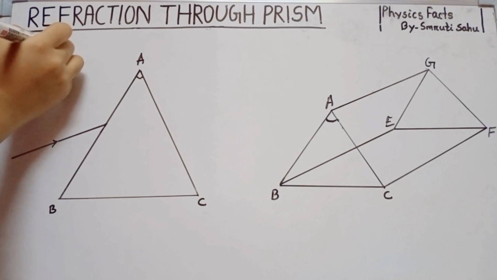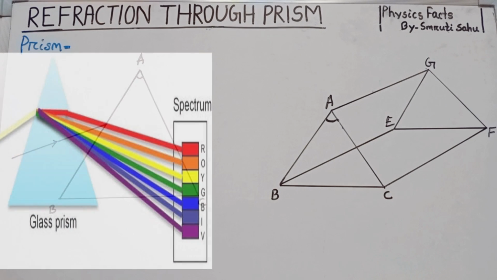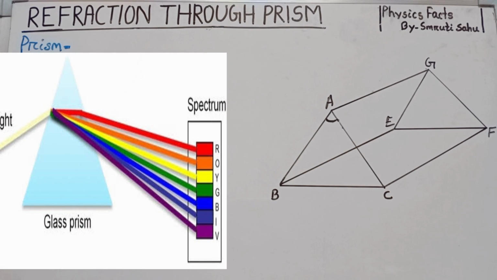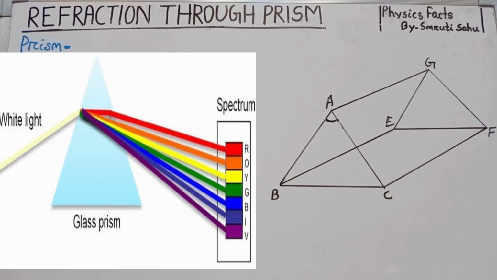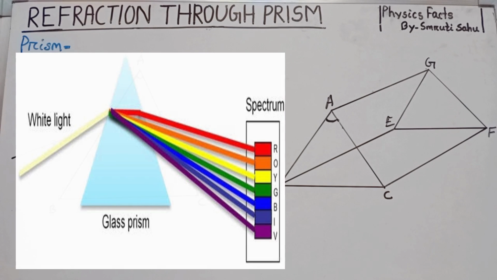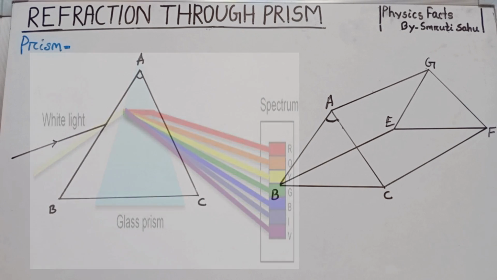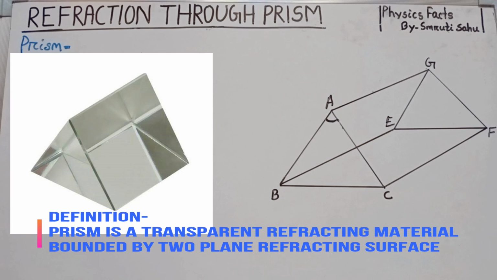In a prism, when white light passes through it, it splits into 7 different colors, and those 7 different colors are known as the spectrum of light. Now, what is a prism? A prism is a portion of transparent refracting medium bounded by two plane refracting surfaces.